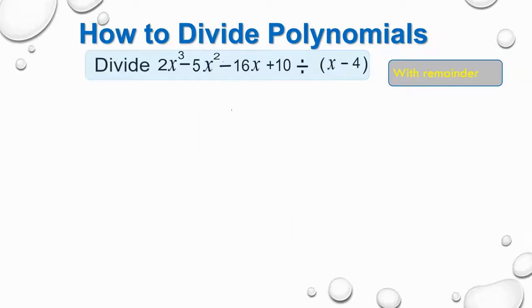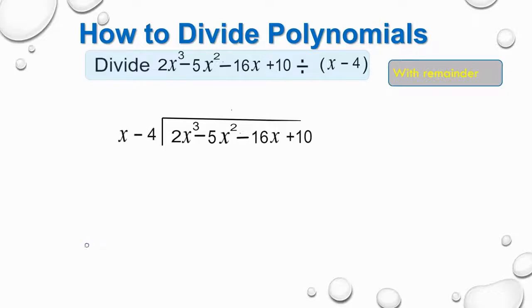Okay, so now we're going to divide 2x cubed minus 5x squared minus 16x plus 10 by x minus 4. So focus on the first terms of the dividend and the divisor. So you have 2x cubed and x. What do you multiply with x to get 2x cubed? So you have 2x squared. You multiply 2x squared with x minus 4. So 2x squared times x is 2x cubed. 2x squared times negative 4 is negative 8x squared.